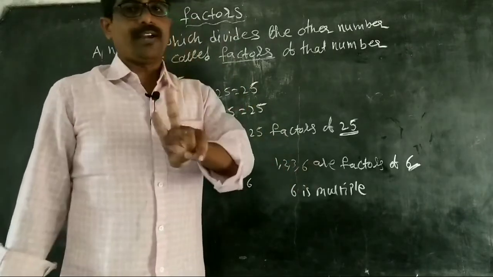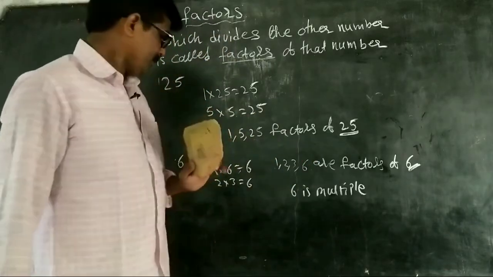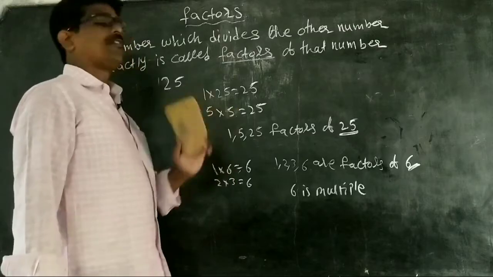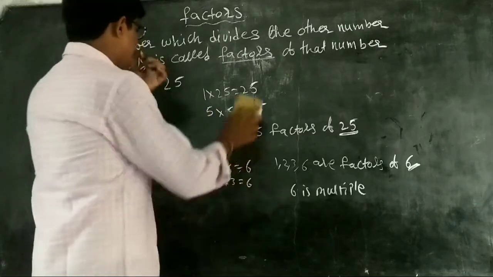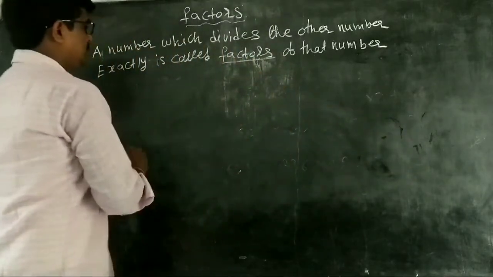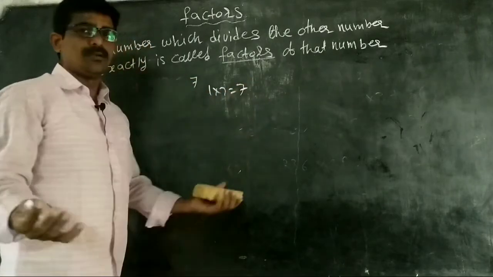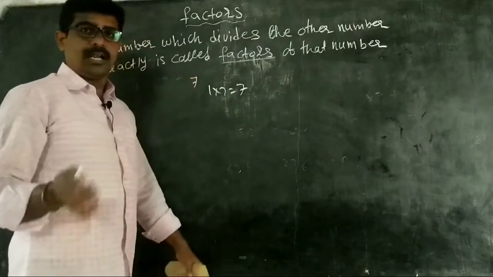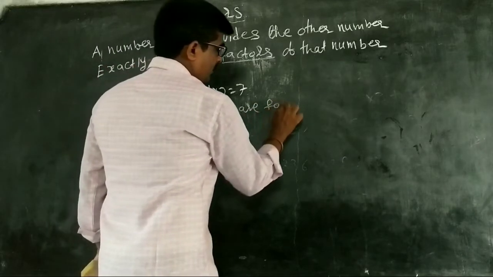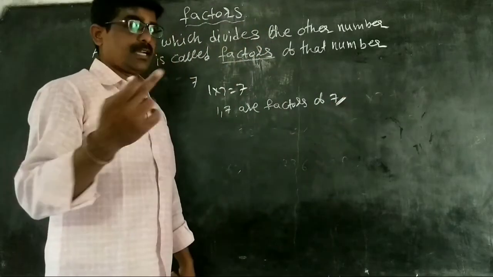So every number has a minimum of two factors, that is 1 and that number. So 6 has 4 factors: 1, 2, 3, 6, and 25 has only 3 factors. Next, again I am taking one number, 7. 1 times 7 is just 7. No choice. There is no other choice. So 1 and 7 are the factors of 7.